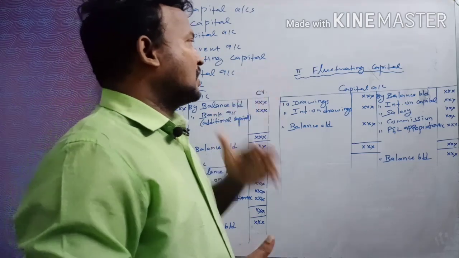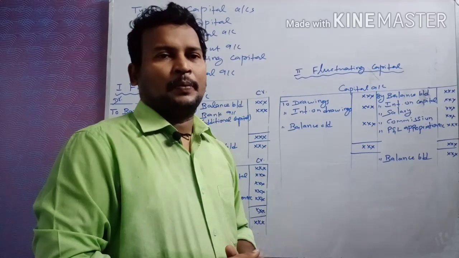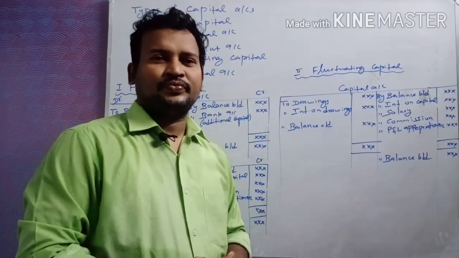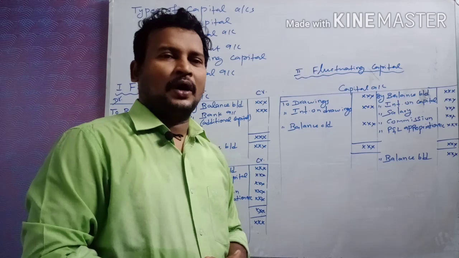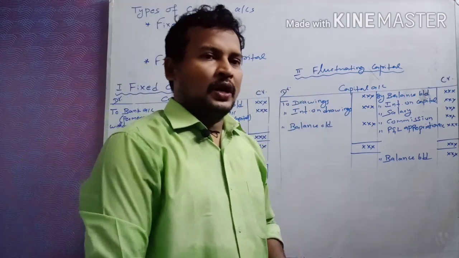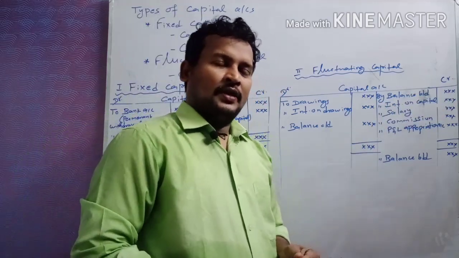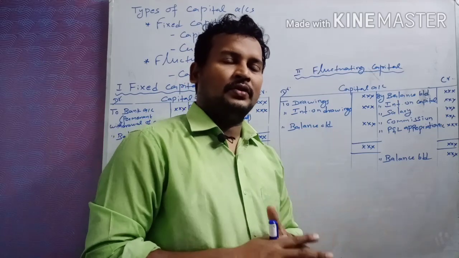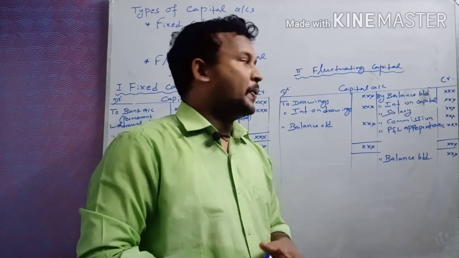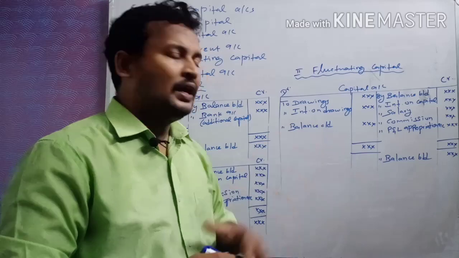Then the fluctuating capital method. In case of the fluctuating capital method, only one account is prepared, called the capital account. All the adjustments between the business and the partners should be recorded in the capital account itself. See here, first you should record the opening balance of capital in the credit side. Similar to the current account, whatever items increase the capital of the partner should be recorded in the credit side. Whatever items reduce the balance of capital should be recorded in the debit side.